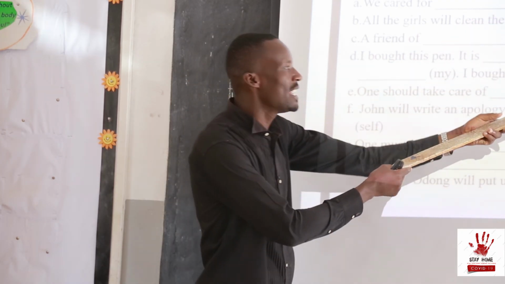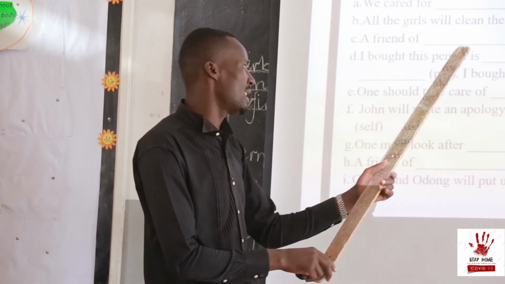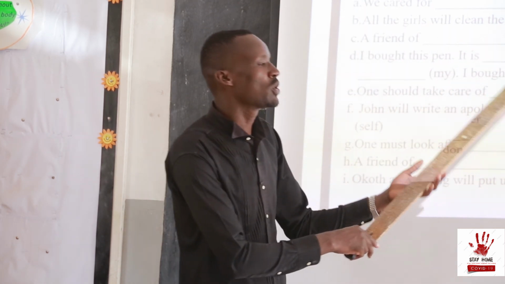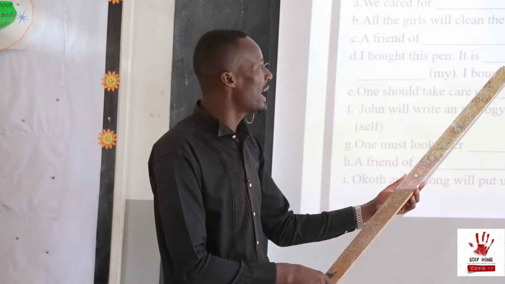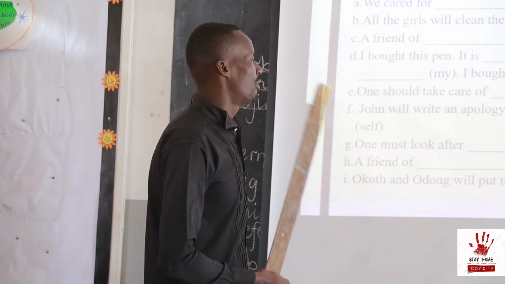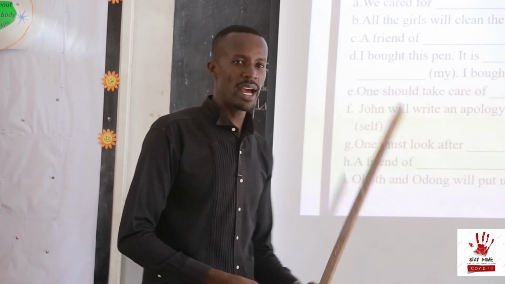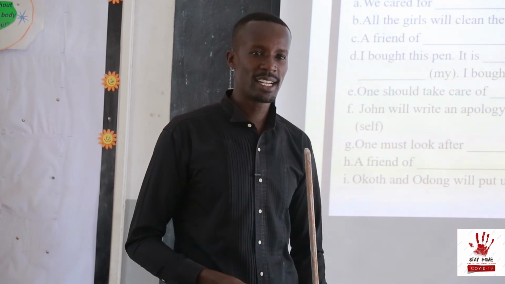So if we had he, we would say a friend of his. If we had she, we would say a friend of hers. If we had I, we would say a friend of mine. If we had them, we would say a friend of theirs. You see? If we had us, we would say a friend of ours. So this is how we can use forms of pronouns in sentences, particularly personal pronouns. Remember, we have the objective form, the subjective form, the possessive form, and the reflexive form.